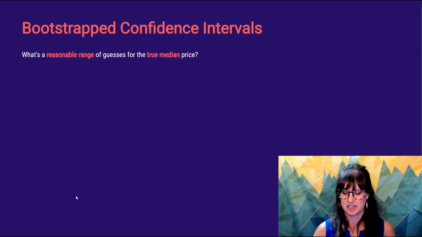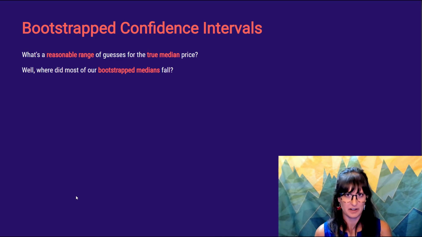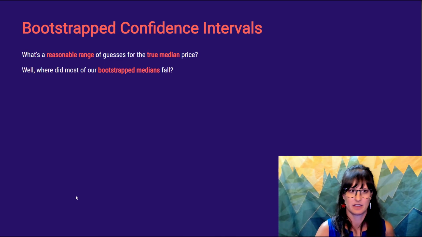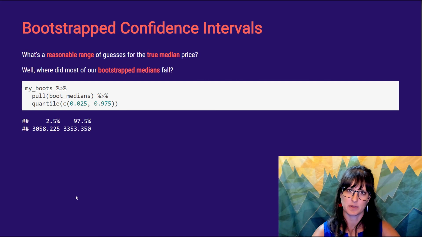So what is a reasonable range of guesses? Well, where did our bootstrap medians fall? What happened? The middle 95% of our bootstrapped medians fell between about 3,058 and 3,353. This is a 95% bootstrapped confidence interval for the true median price of premium diamonds.